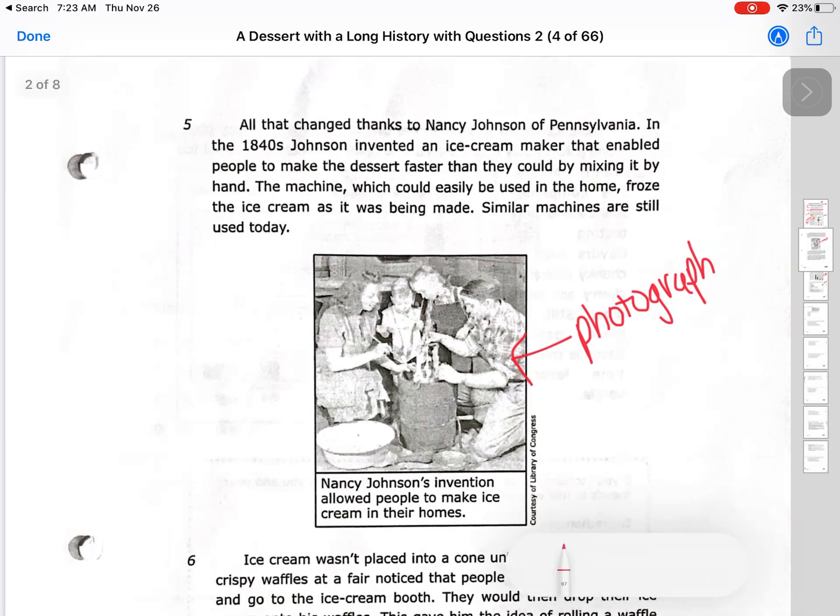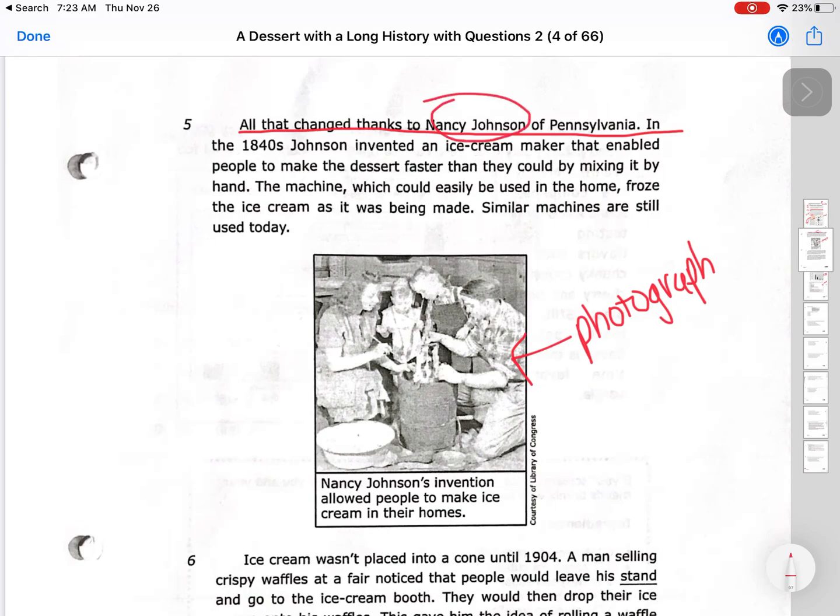All that changed thanks to Nancy Johnson in Pennsylvania. So now I'm wondering, who is Nancy Johnson? In the 1840s, Johnson invented an ice cream maker that enabled people to make the dessert faster than they could by mixing it by hand. The machine, which could easily be used in the home, froze the ice cream as it was being made. Similar machines are still used today.